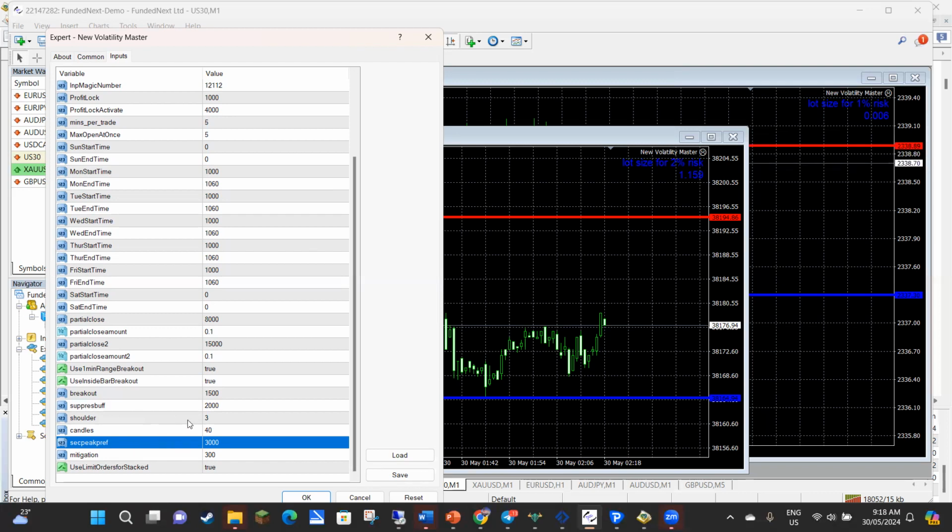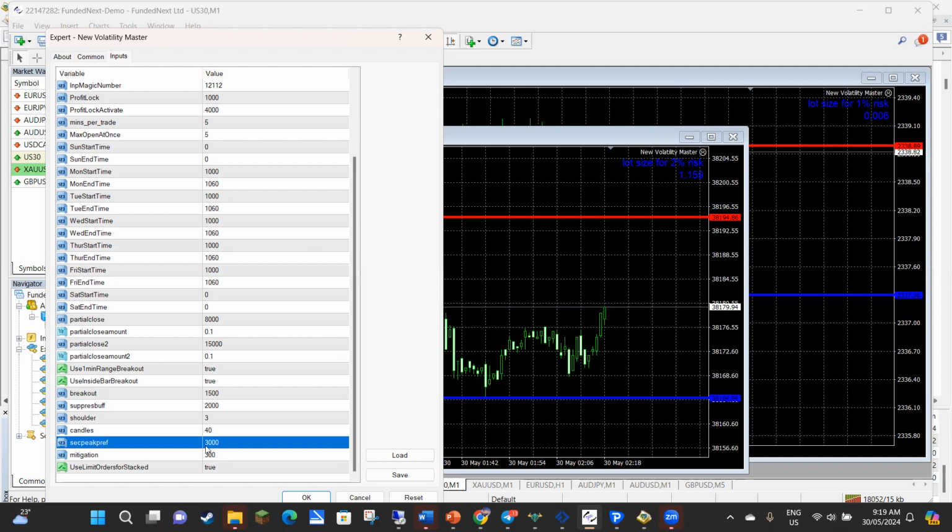So other than that, let me see, the shoulder and the candles, I don't change them. I'll leave them in here as user definable at the moment, but I wouldn't change those. They can stay the same no matter what pair you're trading. Mitigation is all to do with the stacked trades.